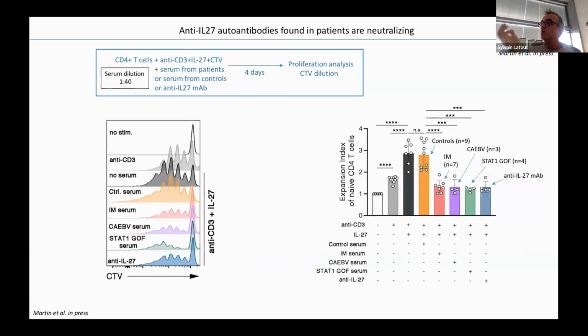And as you can see, in all serum samples that we tested, where each point is a serum sample, all serum samples containing IL-27 autoantibodies were able to block the proliferation of CD4 T cells compared to control serum.